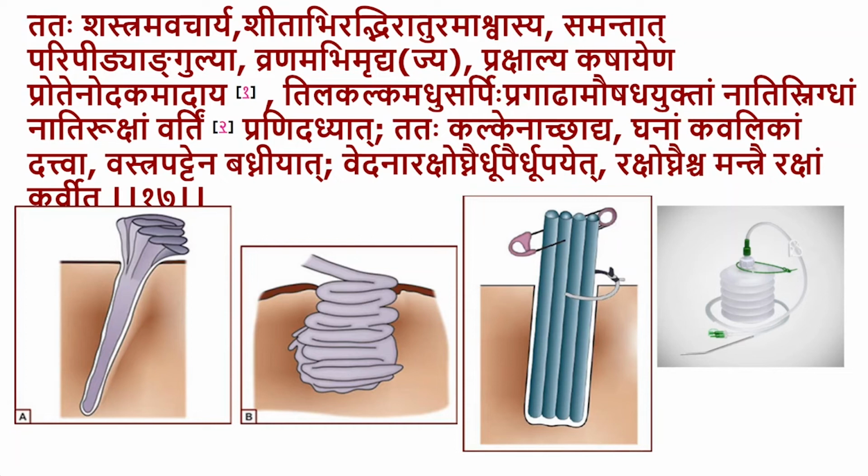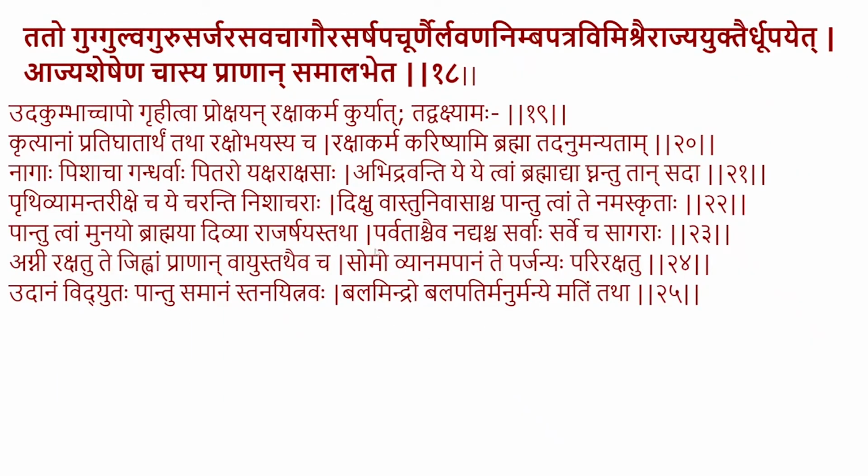Now, in the present day situation, we may use a dry gauze, or we may have different sorts of corrugated wicks, or maybe a vacuum drainage, to ensure that there is a continuous drainage. The pus is not accumulated further. And then put a thick bandage as such. Then the dhupana is suggested by Sushruta. The materials used for dhupana are Gugula, Guru, Sarja, Savacha, Gaurav, Sarshapa, Lavana, Nimba, Patra, Mishri, Ajayukti, Dhupayeta.